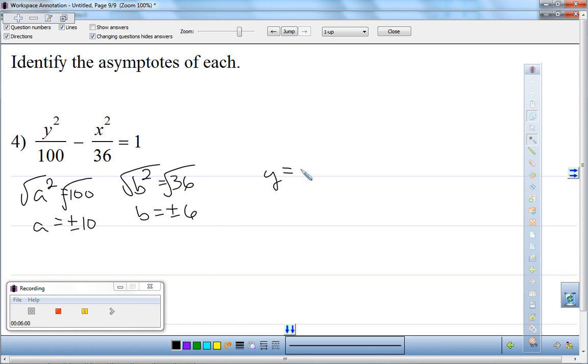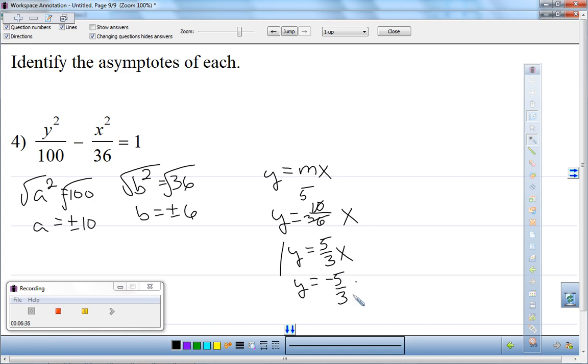Now to come up with a slope, it's going to be rise over run. Our y value right here is 10, because our a value is 10, and it's underneath the y. So what we'll do is put 10 over 6. This one will reduce: 2 goes into 10 5 times, and 2 goes into 6 3 times. So we end up with 5/3 x as our slope. So that's the equation of one of our asymptotes. Change the sign, and that'll be our other asymptote. So we have found the asymptotes of hyperbolas.